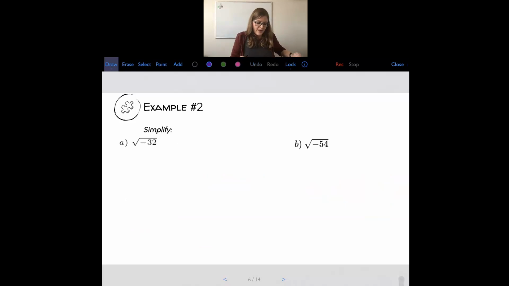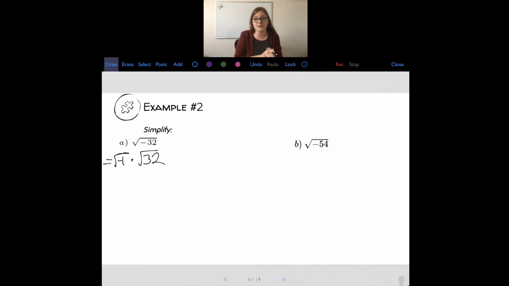Okay. Example number 2, simplify. For part A, the square root of negative 32. As I mentioned, whenever we have a negative under the radical, we want to write that as negative 1 times whatever's left. So I'm going to write this as the square root of negative 1 times the square root of 32.